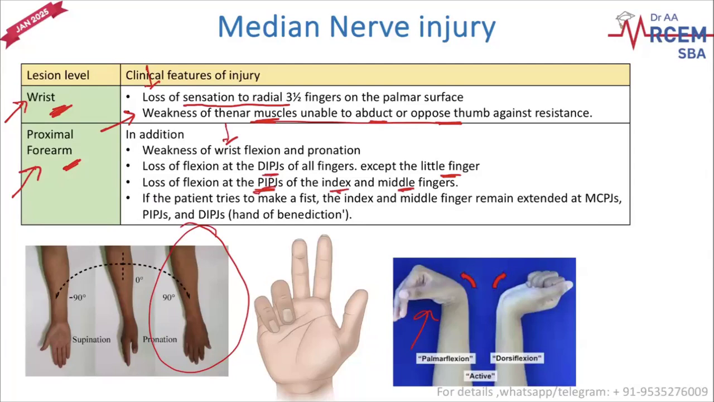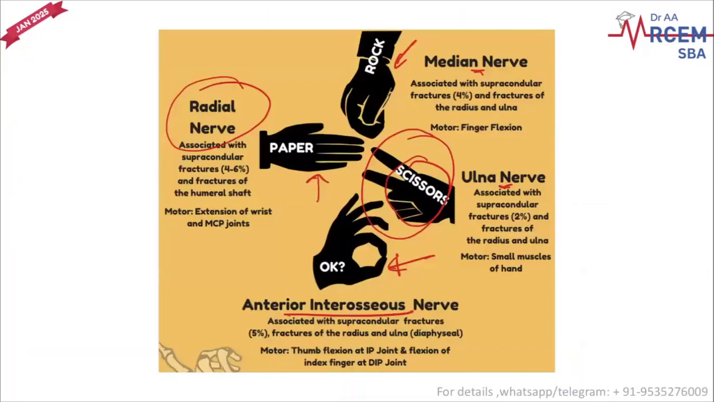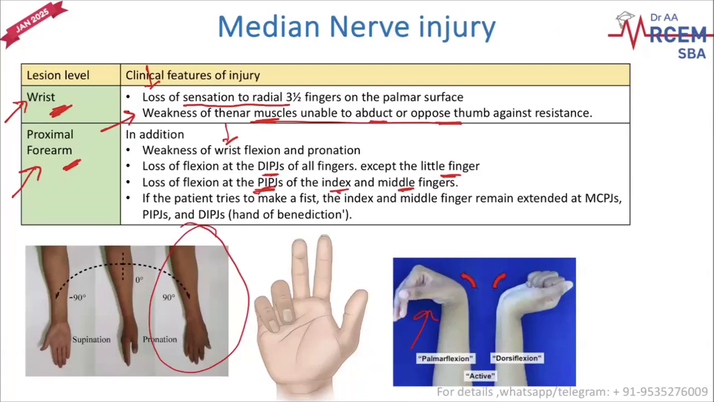Distal interphalangeal joint flexion, because of what muscle does it happen? It happens because of flexor digitorum superficialis and flexor digitorum profundus. Profundus is special here, because the medial part of the profundus is supplied by the ulnar nerve and the lateral part is supplied by the median nerve. That's why the little finger is spared in flexion of the distal interphalangeal joint.